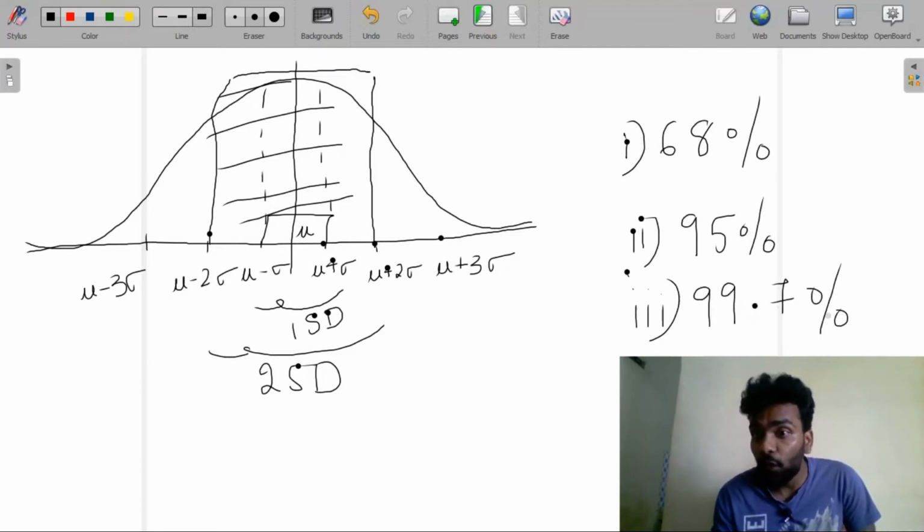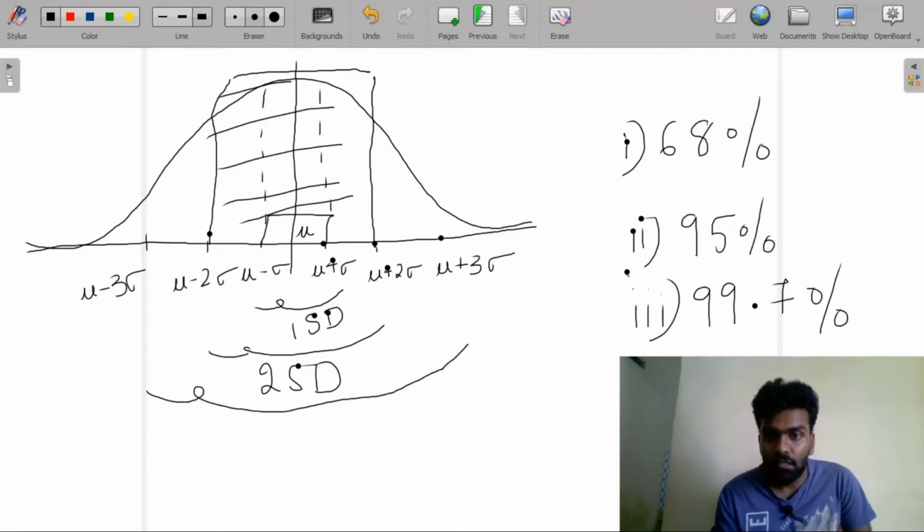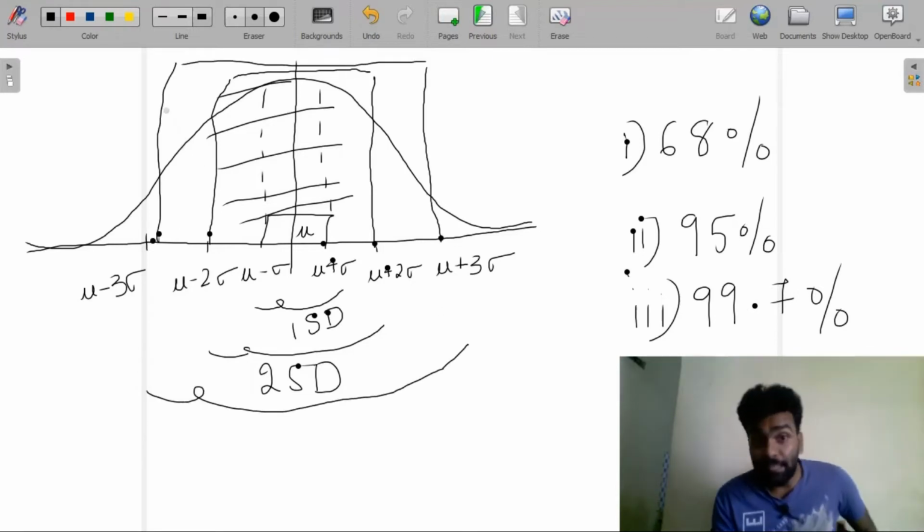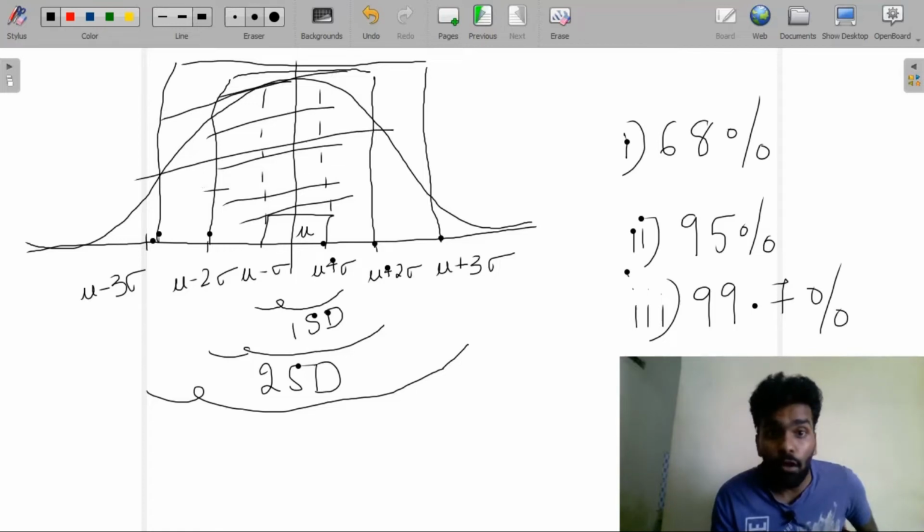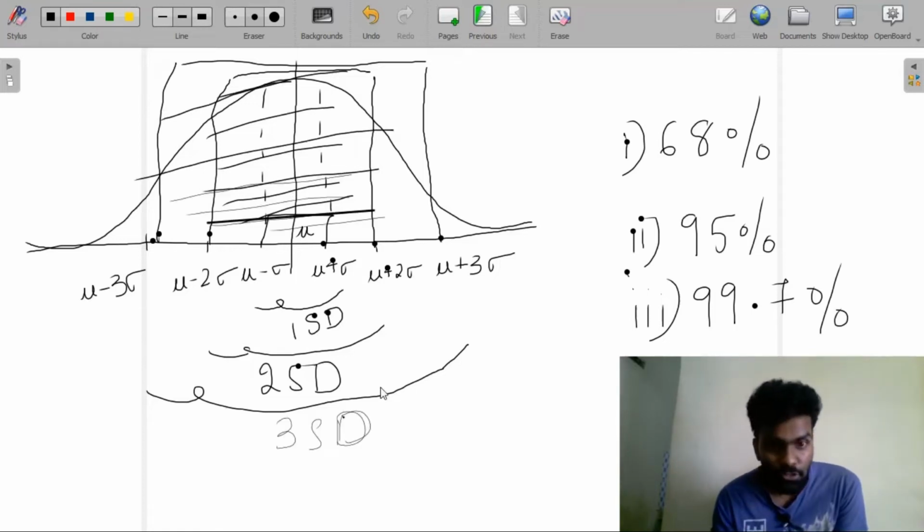99.7% of the data will fall under 3 standard deviations. So this is 3 standard deviations. So right, 99.7% of the data will fall under this. So that's the normal distribution, right?